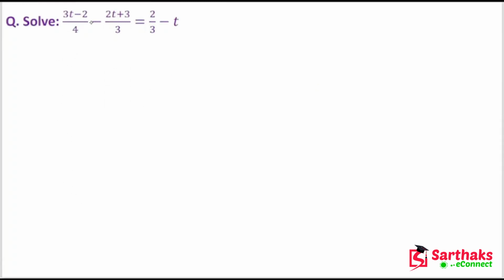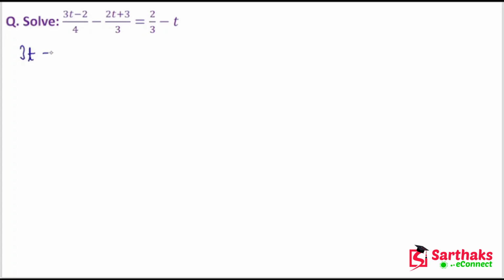So we have to solve (3t minus 2) upon 4 minus (2t plus 3) upon 3 is equal to 2 by 3 minus t. Here the variable is t. It can be x, y, t, anything. Again, we can firstly remove these denominators so that the question becomes easy. Now the LCM of 4 and 3, 3 and 1. There are denominators 4, 3, 3, and here is nothing, so it is 1. So their LCM is 12. So we can multiply both the sides by 12.